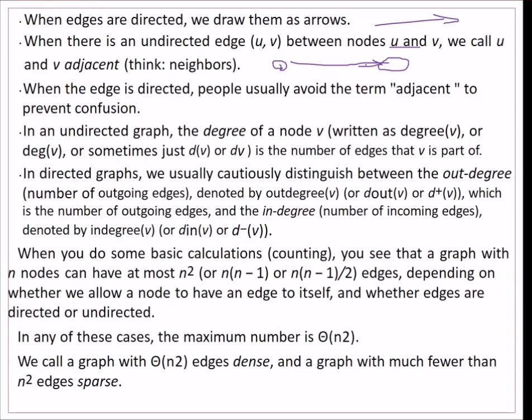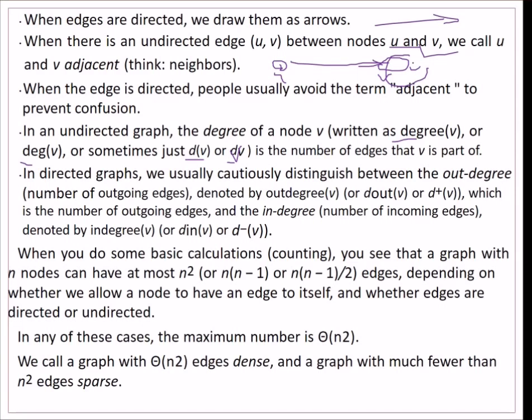In an undirected graph, meaning with no arrows, say this is U, this is V, the degree of node V, which is written as degree of V, or deg V, or sometimes just d_V or d sub V, is the number of edges that V is part of. The degree is the number of edges for which V is one of the endpoints.